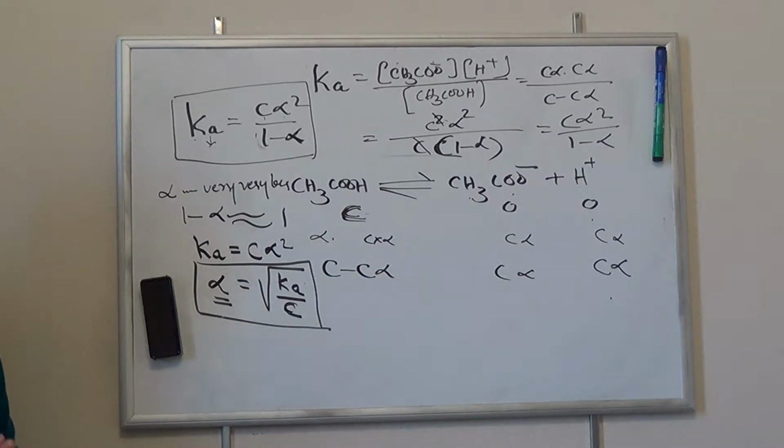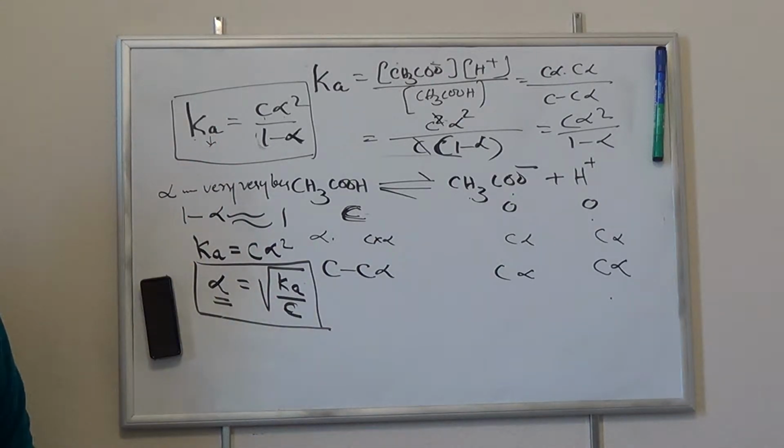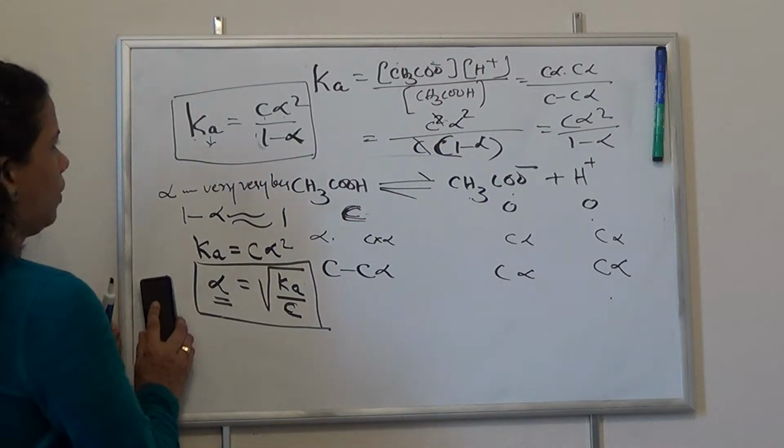The same way we can derive an equation for a weak base also. Here there is only one difference: instead of Ka we get Kb. Okay, we'll go to that also.